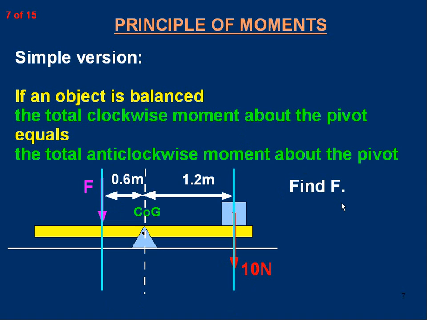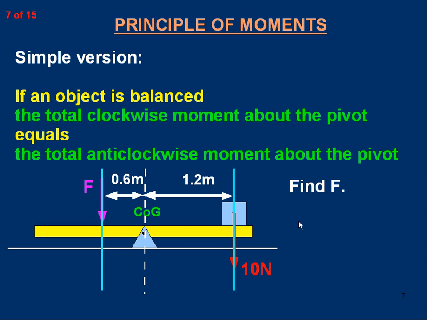Well, I hope you had a go. Principle of moments, this thing is balanced. What's a clockwise moment? Well, it's 10 newtons times the distance from the line of action to the pivot, which is 1.2. Clockwise, it's 10 times 1.2 newton meters. Anti-clockwise, it will be F times 0.6.